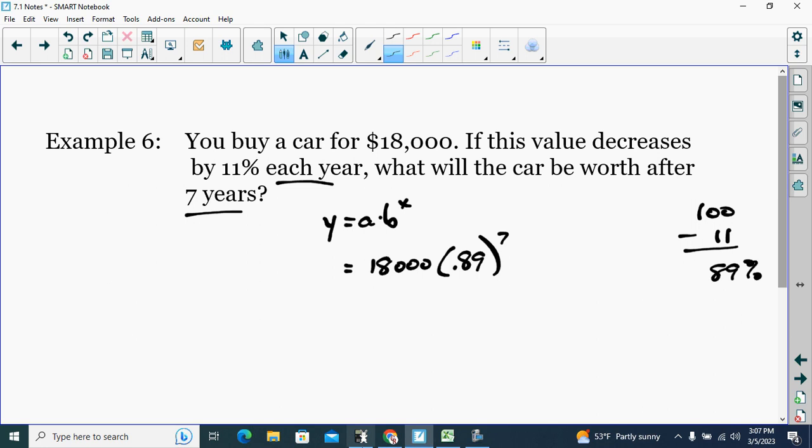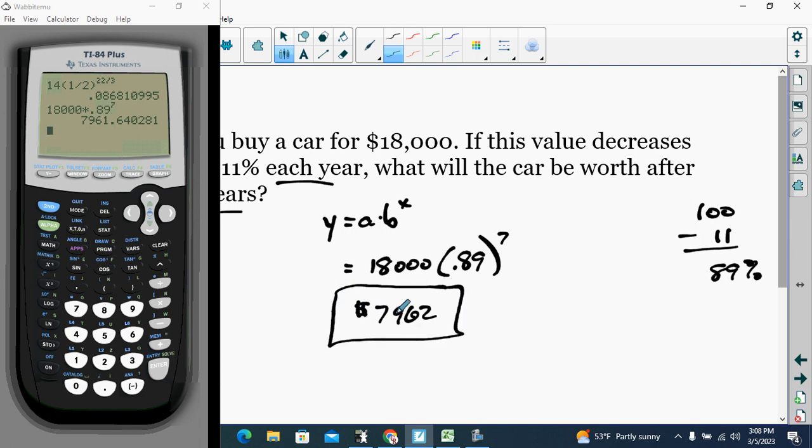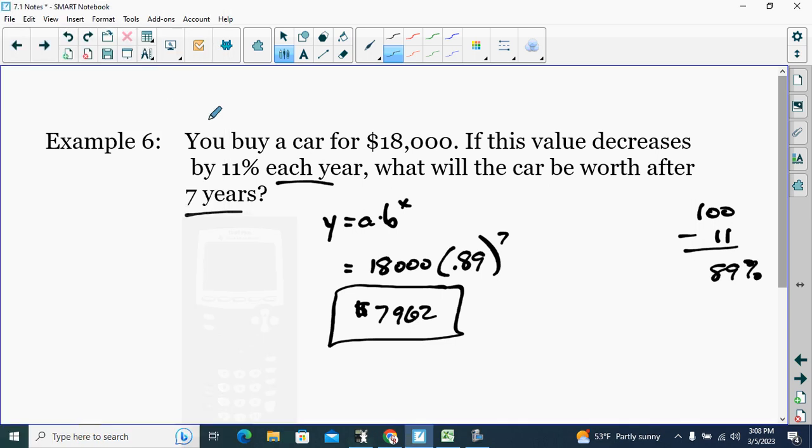And again, these story problems are almost always calculator problems. 18,000 times 0.89 to the 7th gives us $7,961. Let's round to the nearest dollar. Notice if you had made the mistake where you forgot to take it off of 100 and you gave 0.11 as our growth factor, after 7 years, this says that our car is worth 0.35 cents, less than a penny. That's not necessarily realistic at all. That's a good indication you made a mistake in there somewhere.